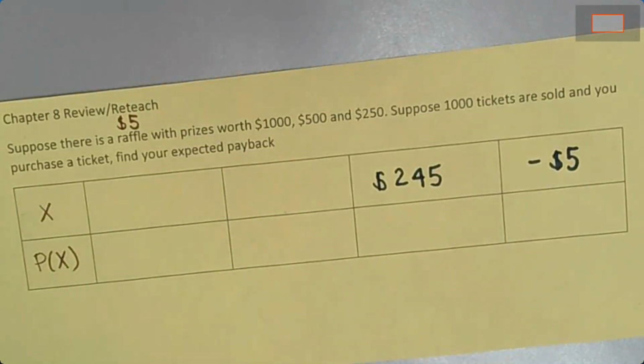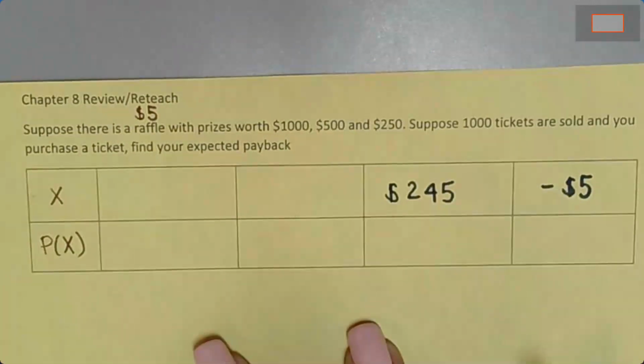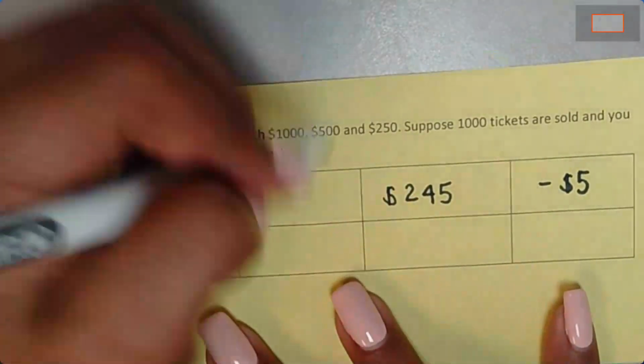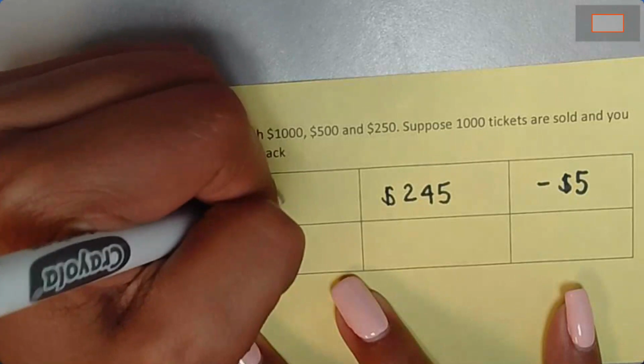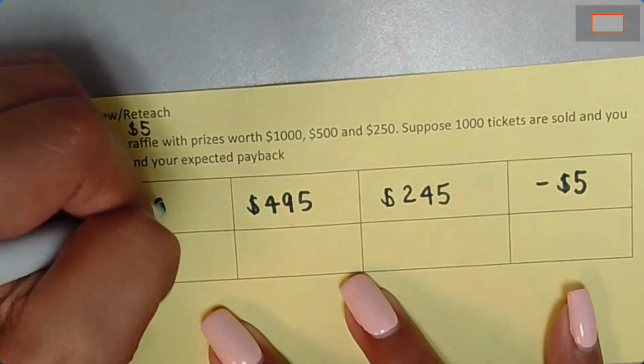Now, I want you to take a second and see what would be the value you're winning if you got the ticket for $500 and for $1,000. Let's take a second and fill that out. So if you said 495 and 995, you're correct.